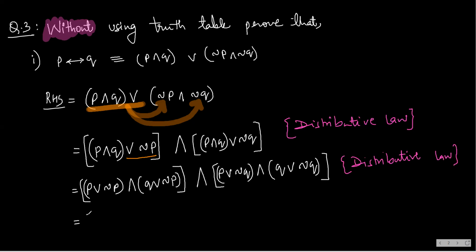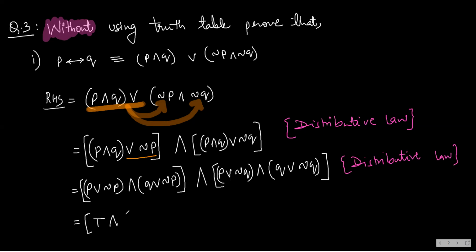Now, see what I have. P or negation P. P or negation P is always true. This is complement law. What law is this? P or negation P is always true. Complement law.